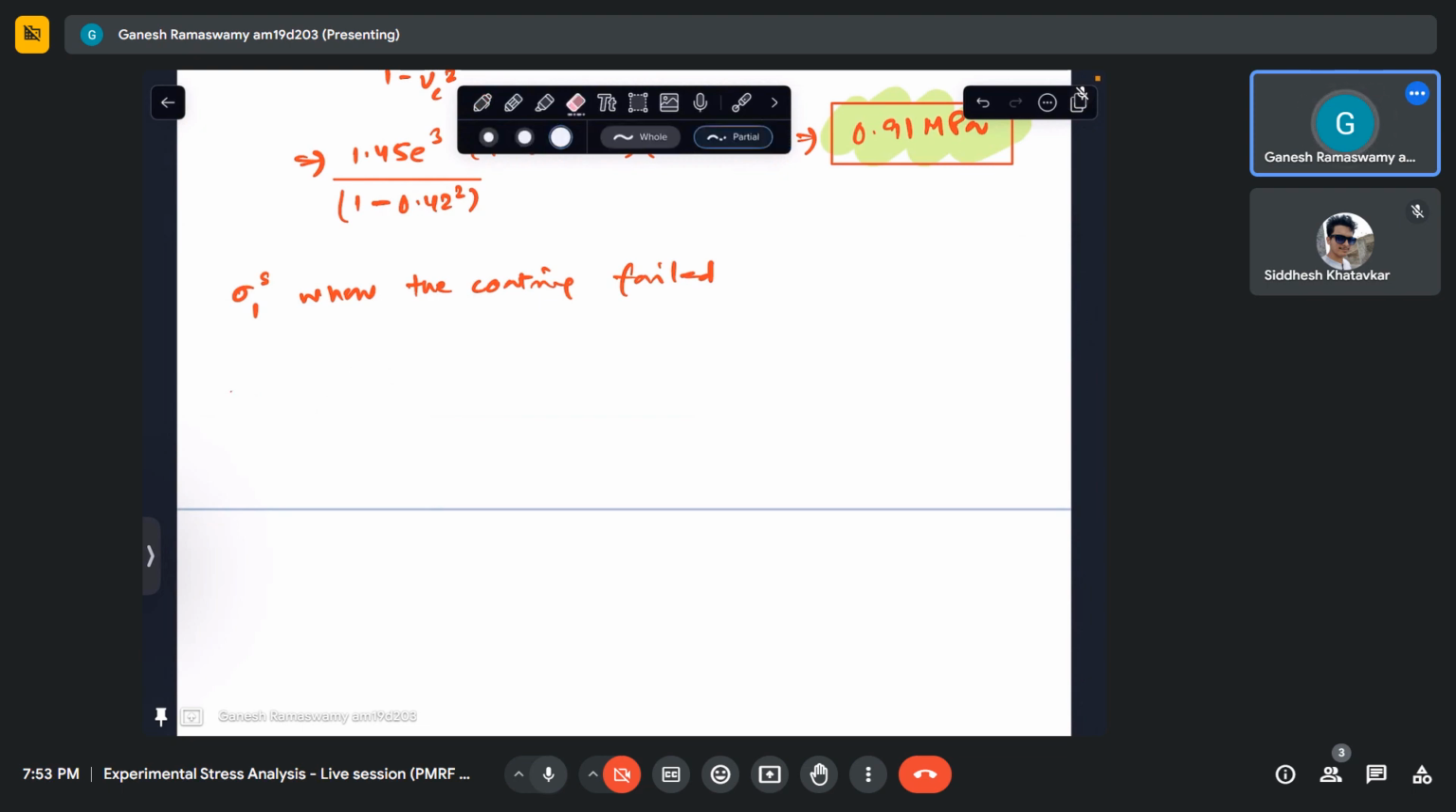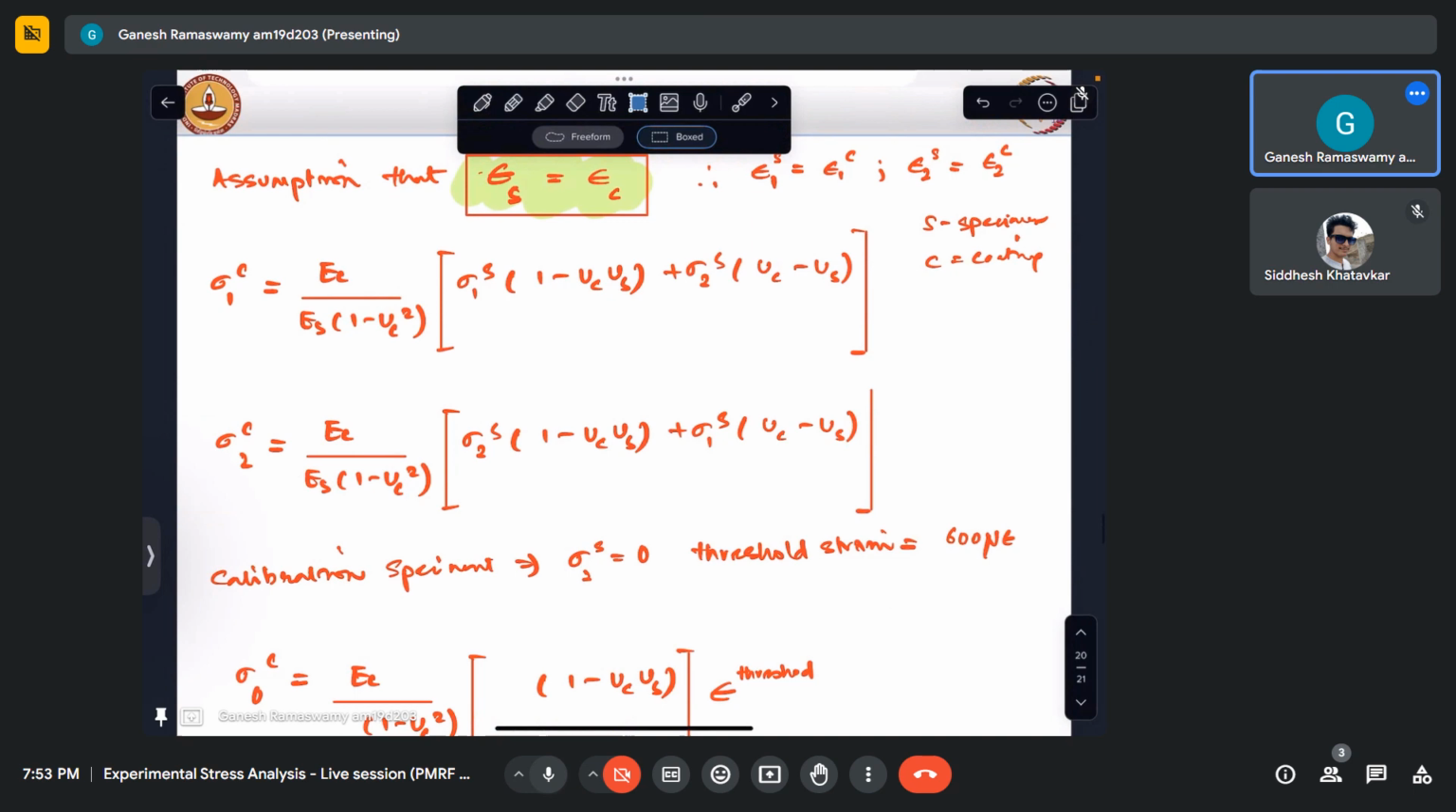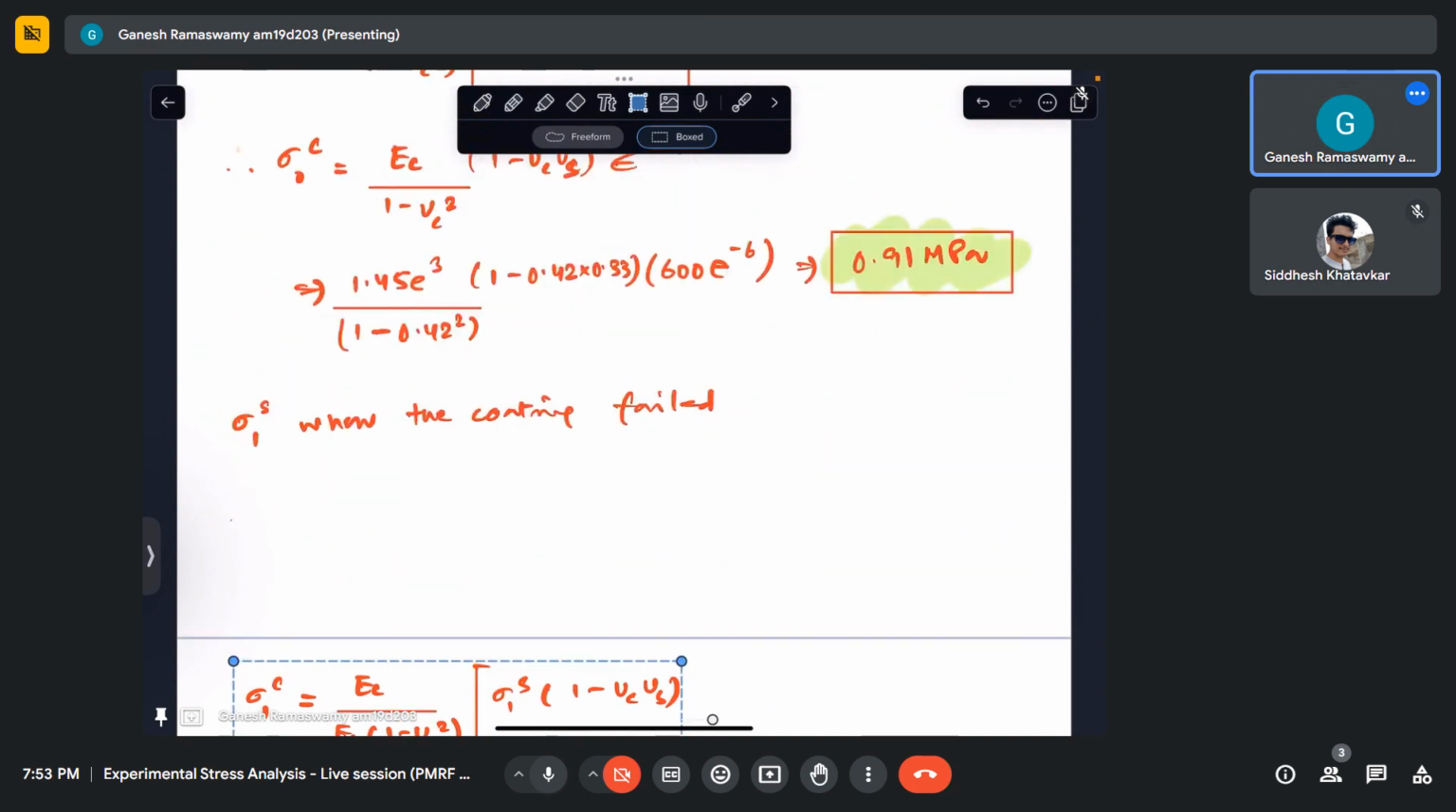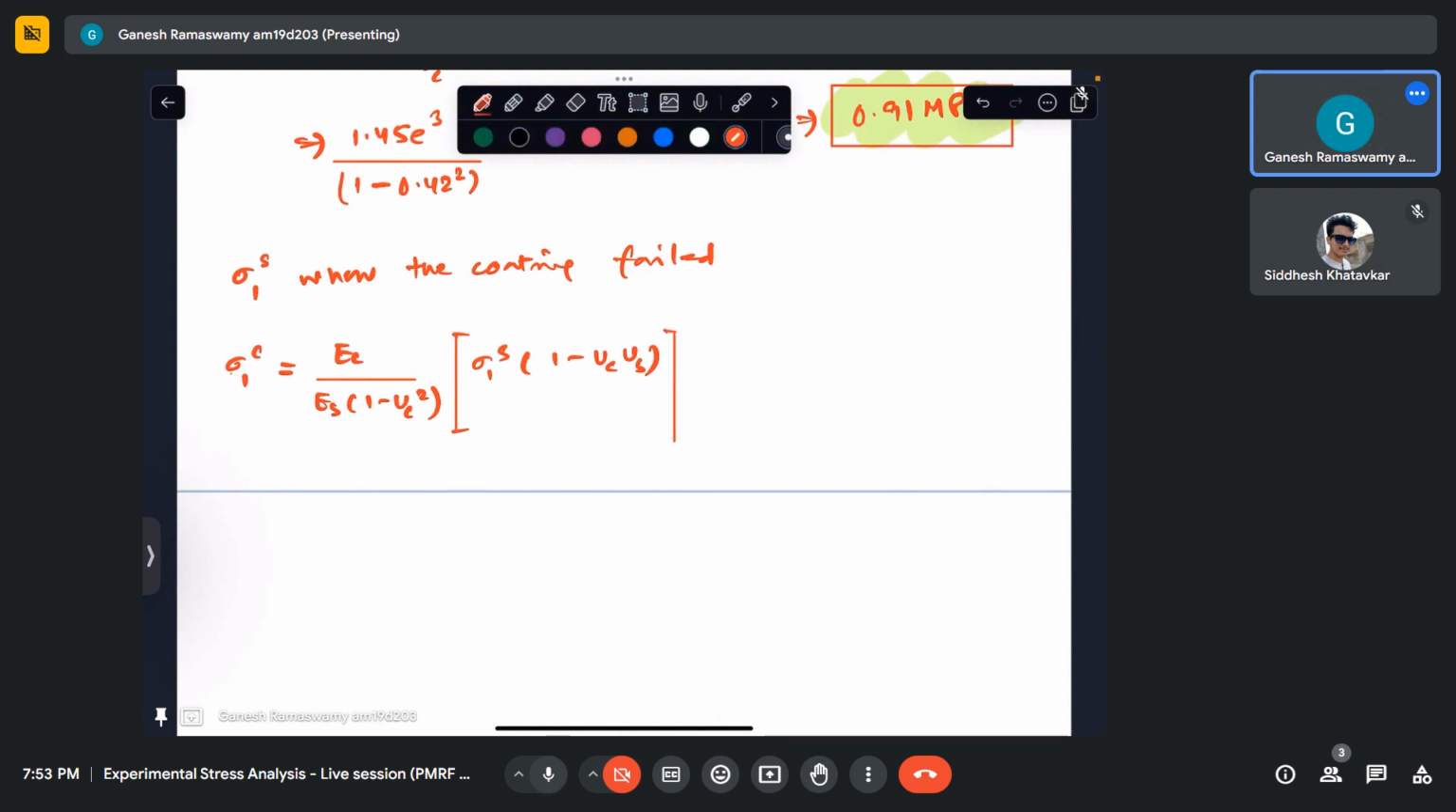that is what we are trying to find out. We have this expression. I'll again take this expression, take it here. We know this quantity at failure is sigma naught s. We are just trying to back calculate sigma 1s from here. So this comes out to be, into, yeah, so this will be sigma 1s.